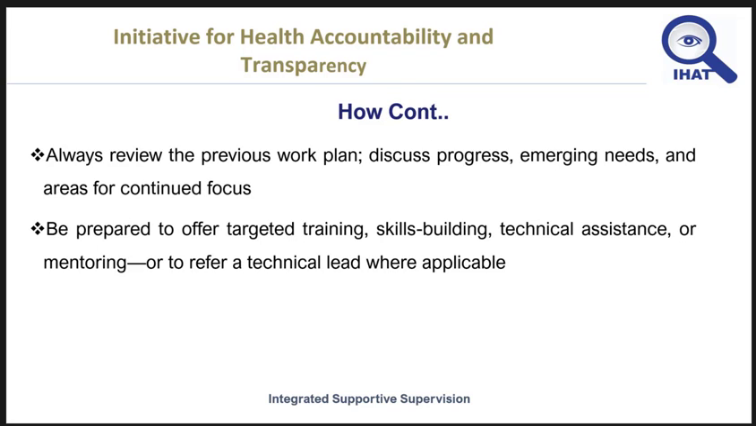Again, on giving constructive feedback, you always have to review the previous work plan. You have to discuss progress and identify needs and areas for continued focus. You must be prepared to offer targeted trainings and skill building, technical assistance or mentoring, or to refer to a technical lead where it is applicable.